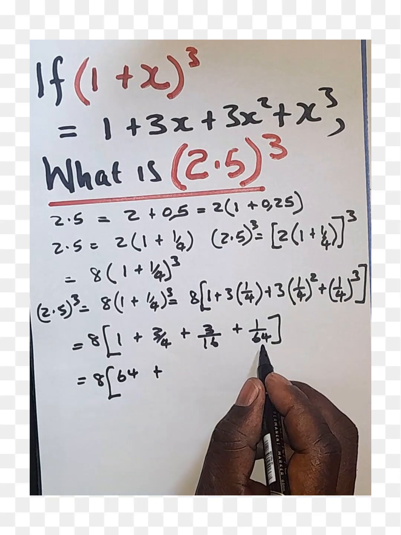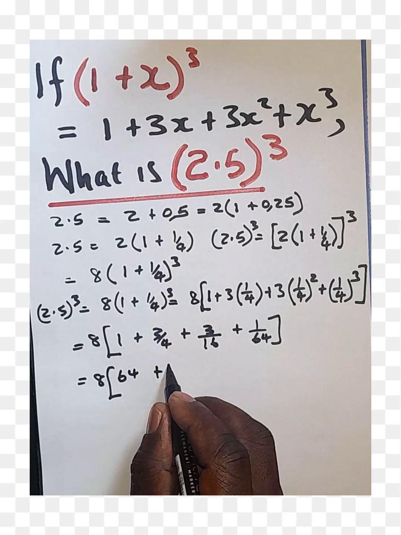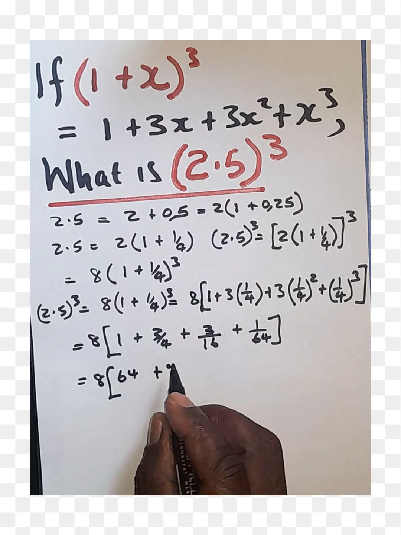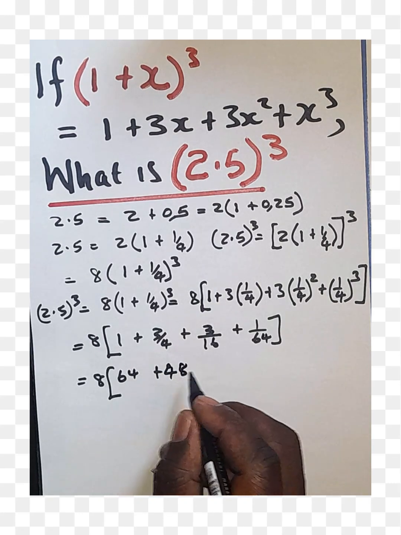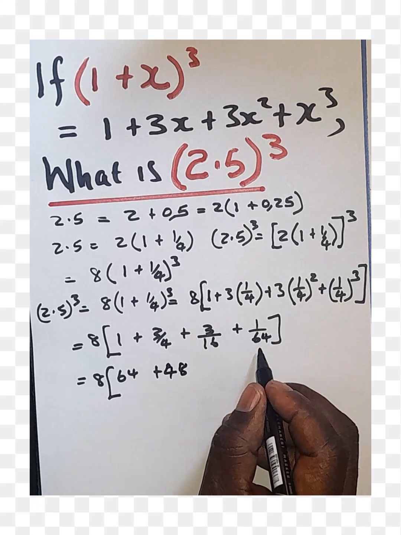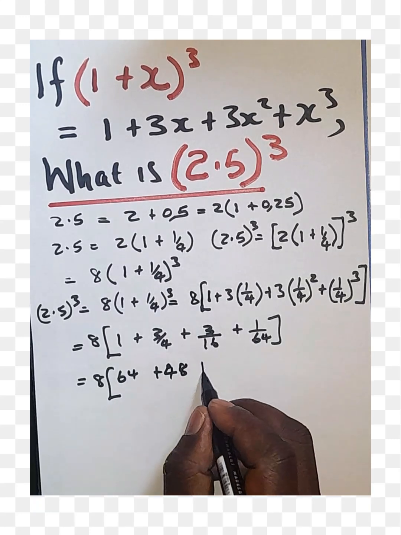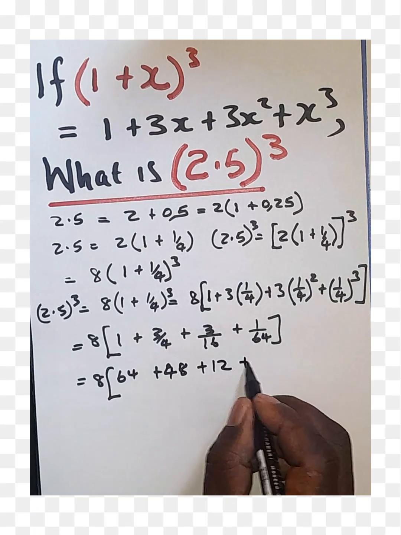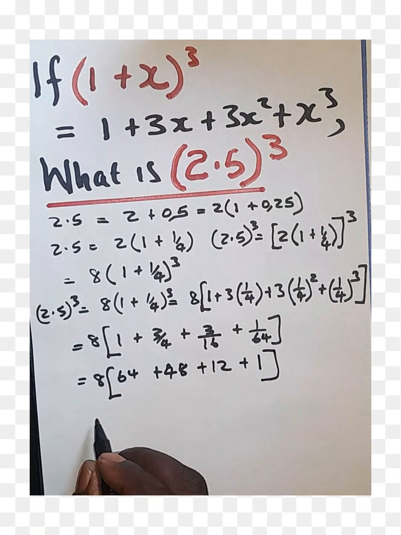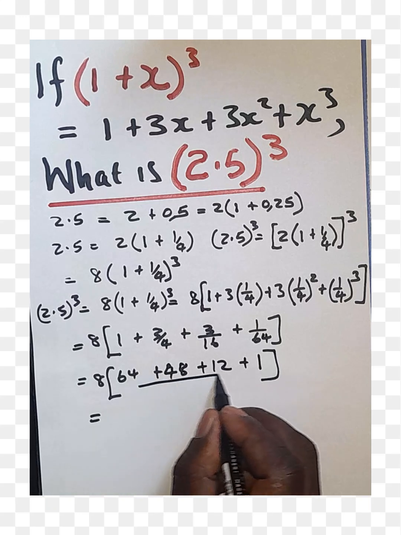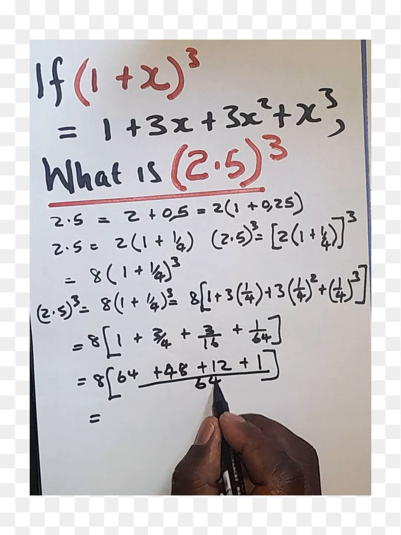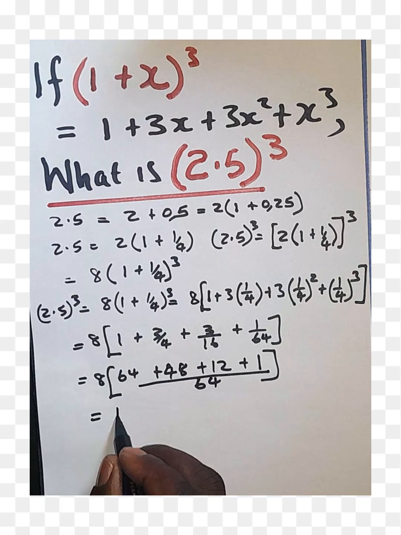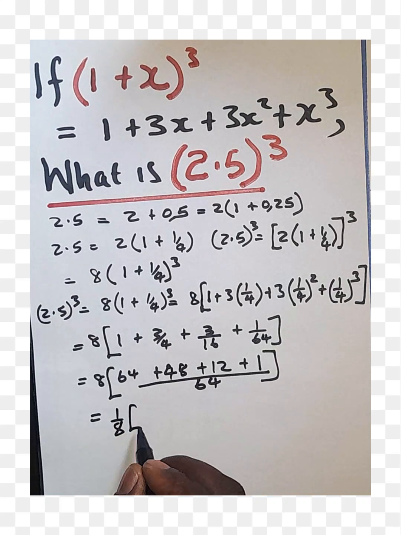4 into 64 is 16, times 3, we have a 48. Here, 16 into 64 is 4, times 3, we have a 12. 64 into 64 times 1, we have a 1. Let's simplify. It's all divided by 64. Here, 8 into 64 becomes 8. So we can write 1 over 8, big bracket.